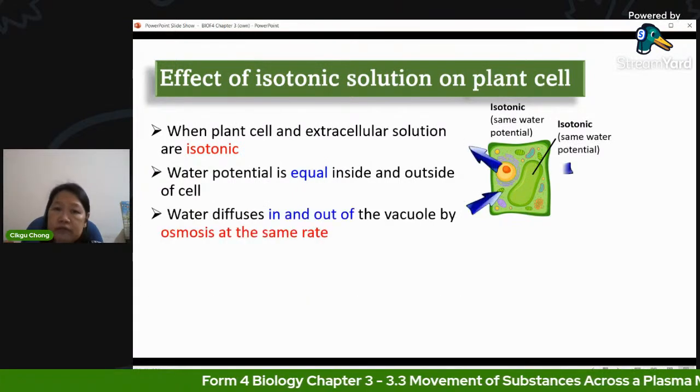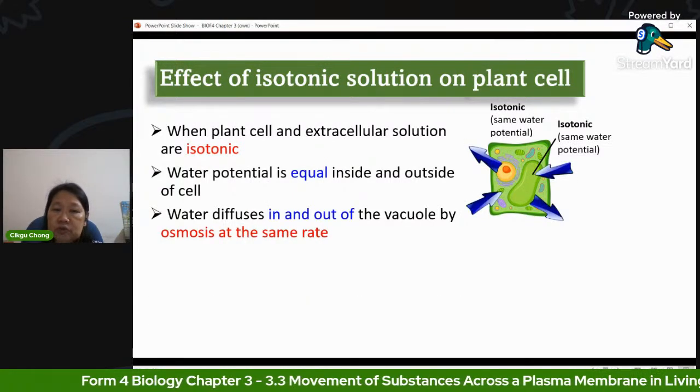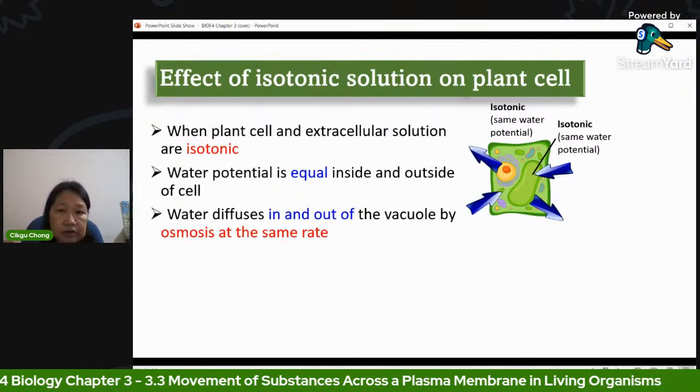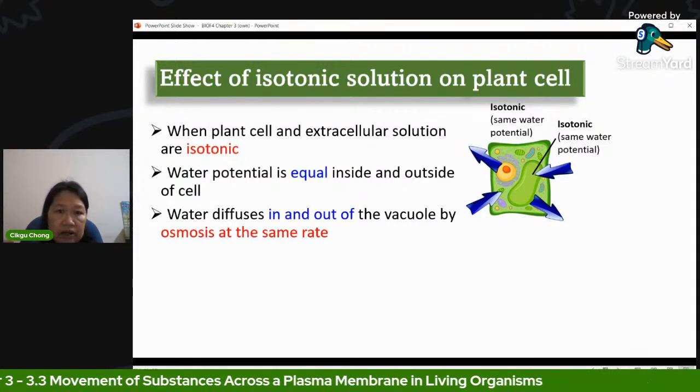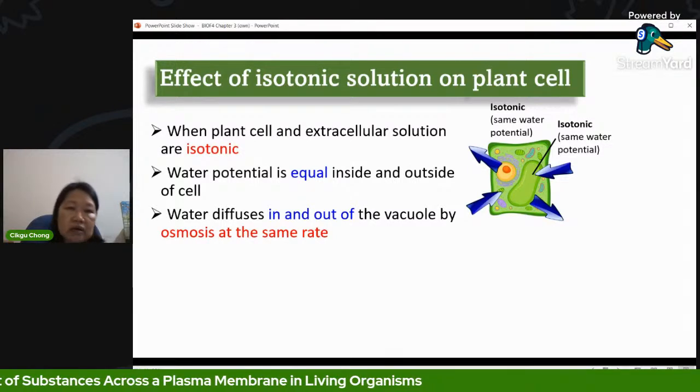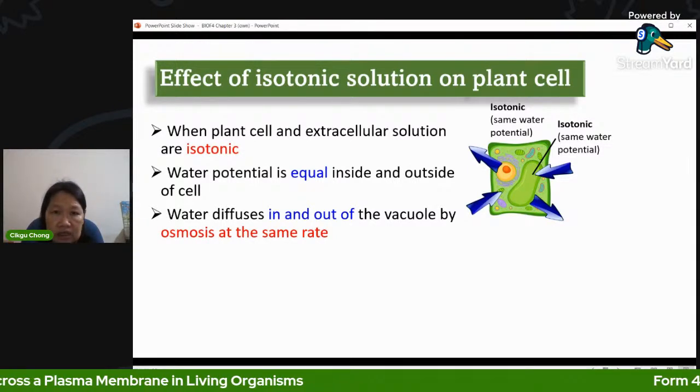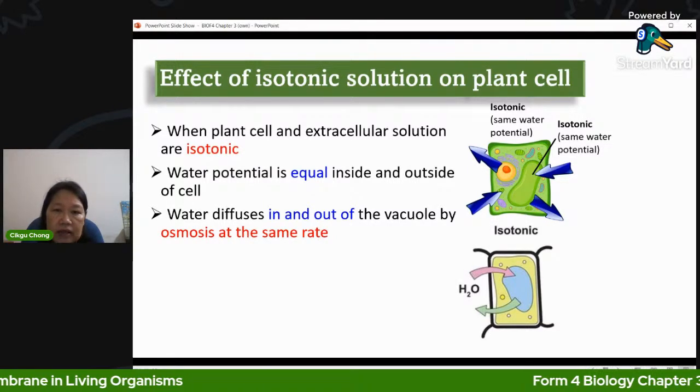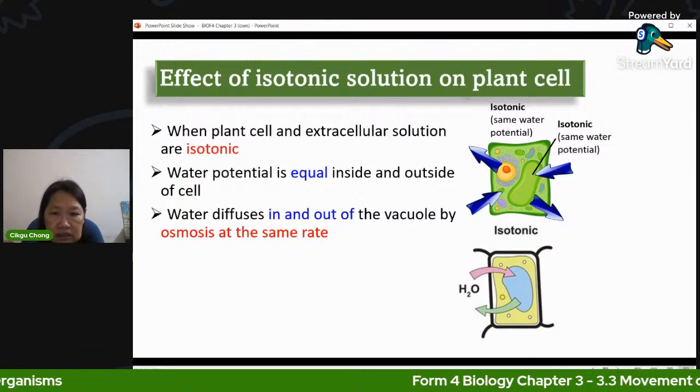So the water will diffuse in and out by osmosis at the same rate. Both sides, same rate, yeah? How much is going in and how much is going out will be the same, at the same rate. Okay. And this one is the same picture, right?